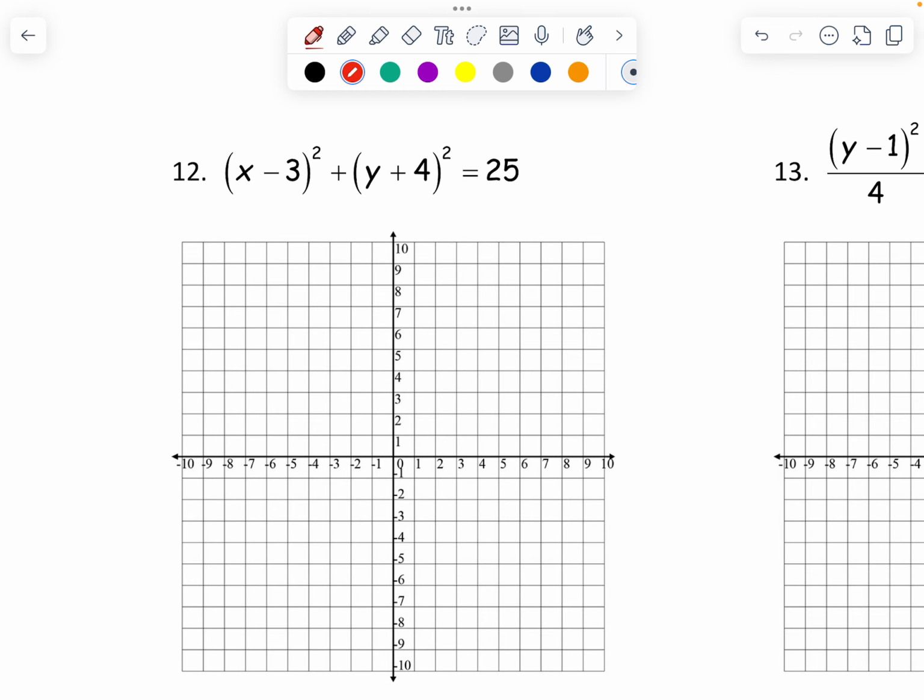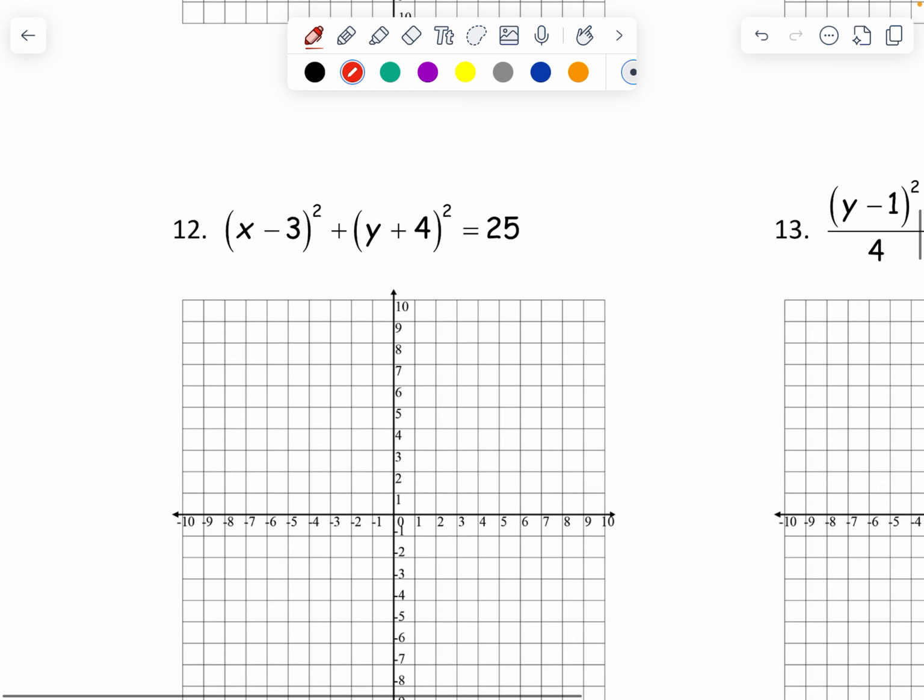Okay, this guy is in the form of a circle. I'm not dividing by anything. So this should be one of your easy ones.